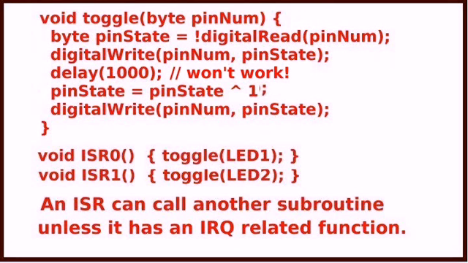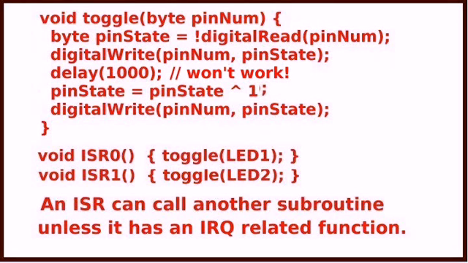Here I have changed my toggle function slightly. It does pretty much the same thing. It reads the state on an output pin, inverts it, writes it back. It delays for 1 second and then does the same thing again. pinState equals pinState XOR 1 is the same thing as pinState equals not pinState, nonetheless, and writes it back. When I call it from my ISR service routines down here, it doesn't work, but it works fine when I call it from something in loop.